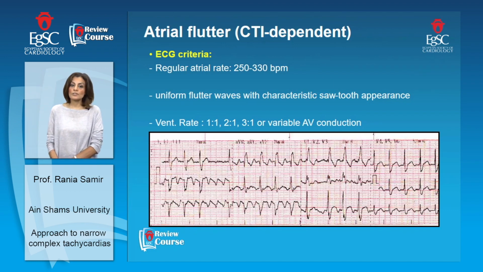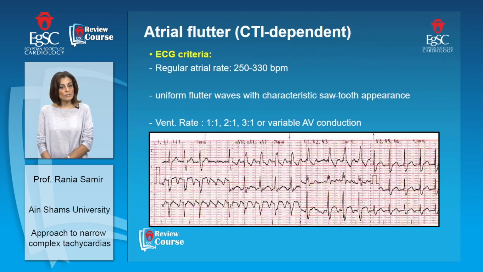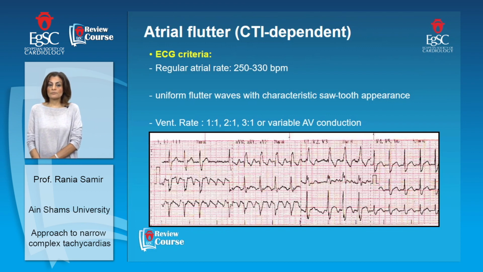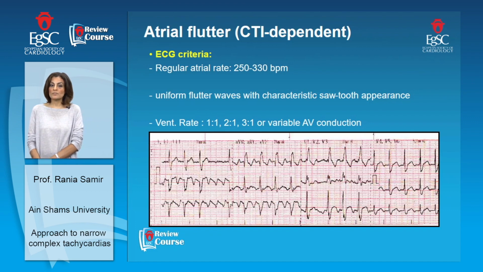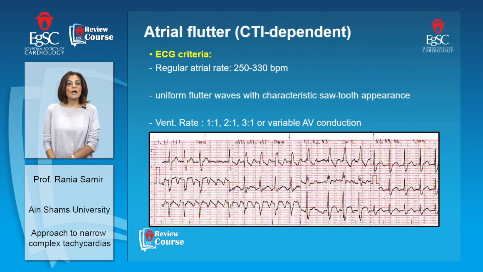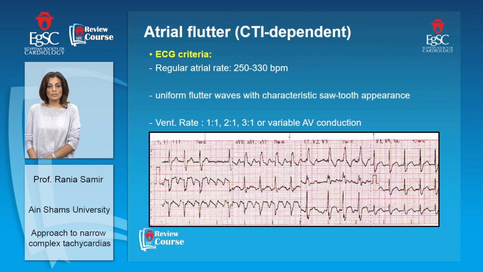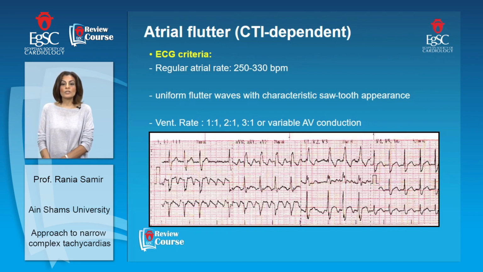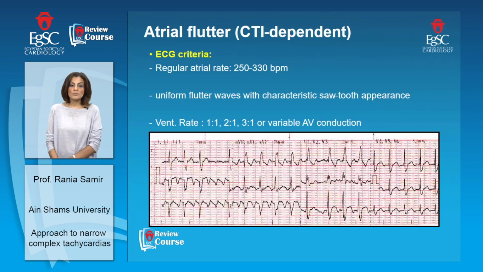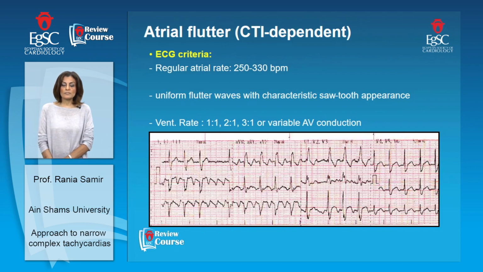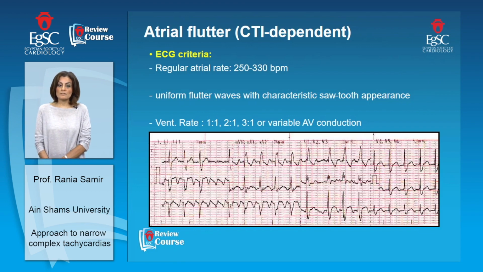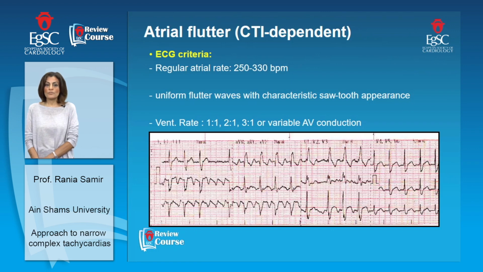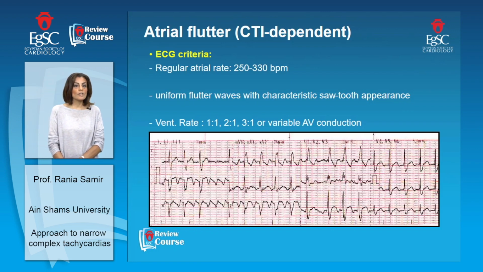The ventricular rate depends on the condition of the AV conduction. Most commonly in atrial flutter, the AV conduction is 2:1 or 3:1, and it will present on the ECG with a regular rate, and sometimes it's variable AV conduction and will present with an irregular heart rate. Uncommonly, atrial flutter can present with 1:1 AV conduction, and in this condition it's very difficult to discern the flutter waves, with a very rapid ventricular rate of 300 beats per minute.